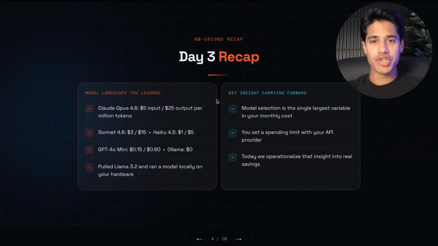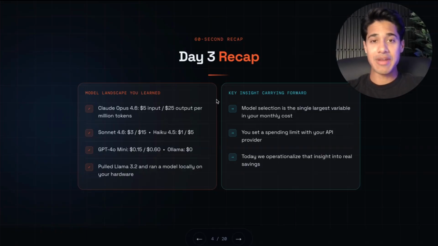Quick foundation check. On day 3, you learned the full model landscape. Claude Opus 4.6, $5 input, $25 output per million tokens. Sonnet 4.6 at 3 and 15. Haiku 4.5 at 1 and 5. 4o Mini at 15 cents and 60 cents. And local models through Ollama at 0. You installed Ollama, pulled Llama 3.2, and sent your first message through a model running entirely on your own hardware.